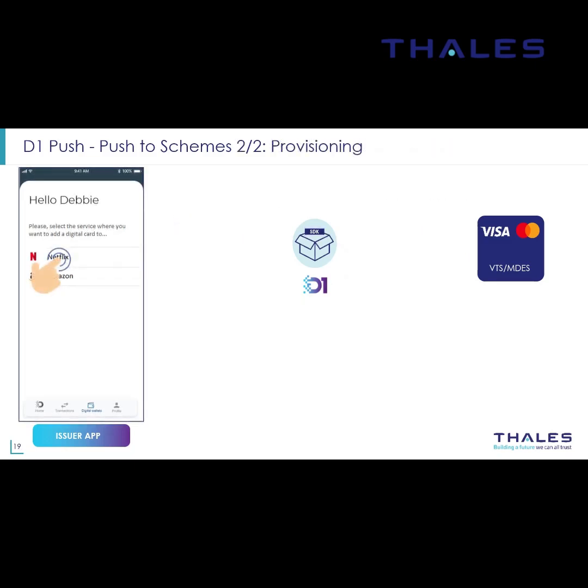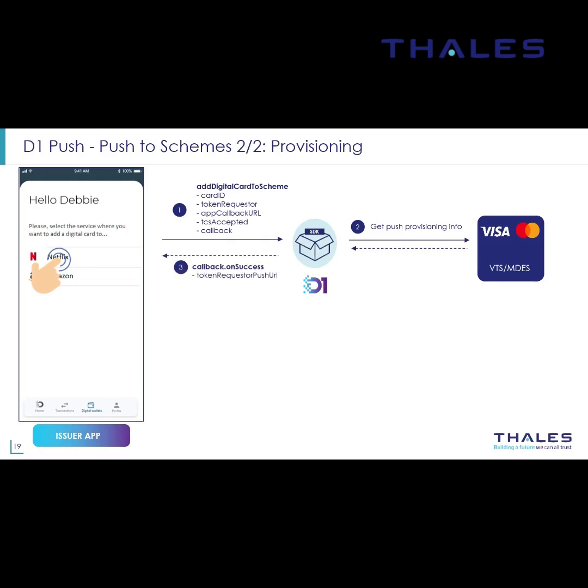Push to schemes, provisioning. Following the process, we are now in the provisioning step when pushing to schemes. This step starts when a user selects the target token requester for the push provisioning. At this point, the issuer app is meant to call the Add Digital Card to Scheme API, while providing additional data such as card ID, token requester object, an app callback URL, and a terms and conditions acceptance flag. Next, the D1 SDK will contact the D1 backend to get the provisioning information from the TSP. Then the SDK will call the onSuccess callback method, and it will provide a token requester push URI.